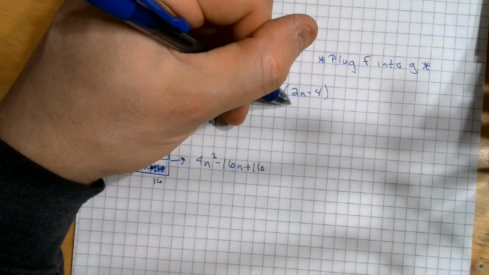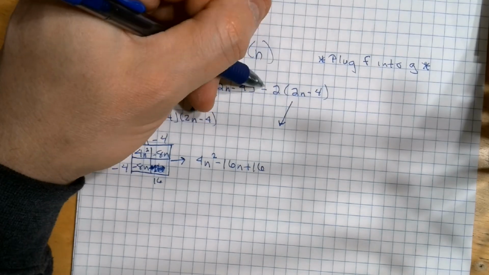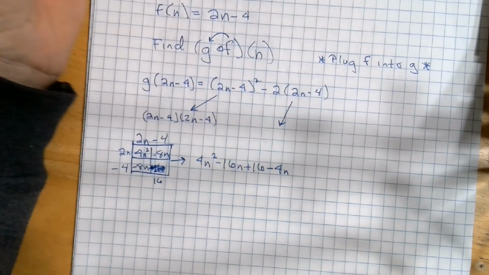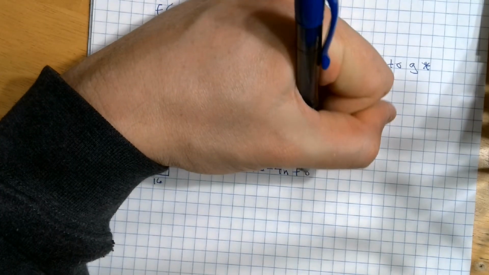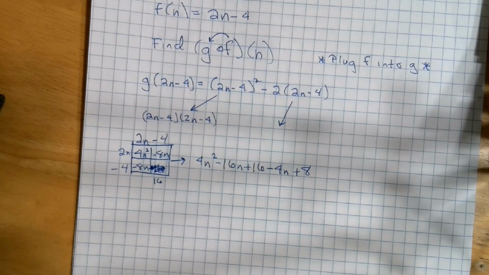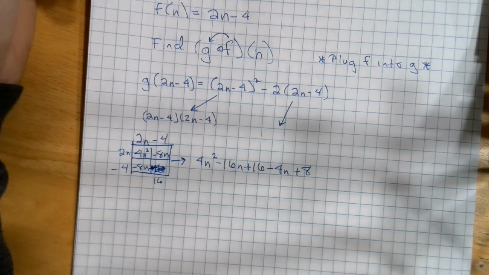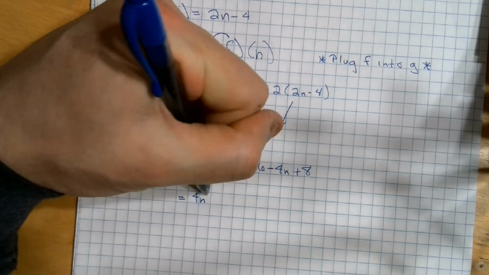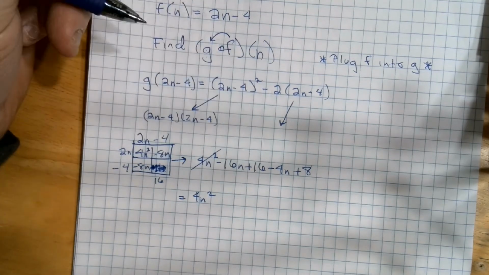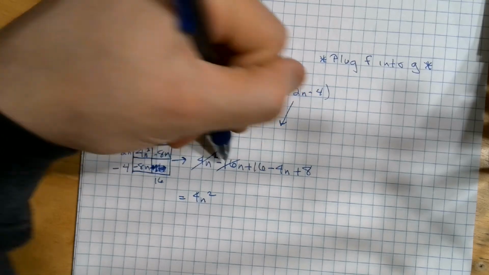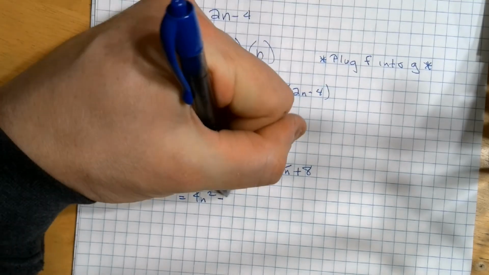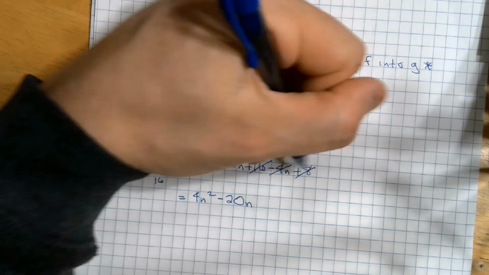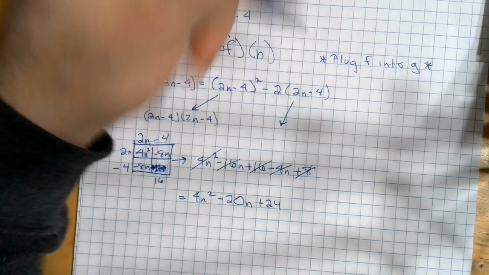And then we have to do the distributive property. Don't forget this is negative 2 times each of these. So minus 4n and plus 8 when we do our distributive property. And now lastly, we want to clean it up. So I have 4n squared, takes care of that term right there. Got negative 16n and negative 4n, which is negative 20n. And then 16 and 8 is 24.